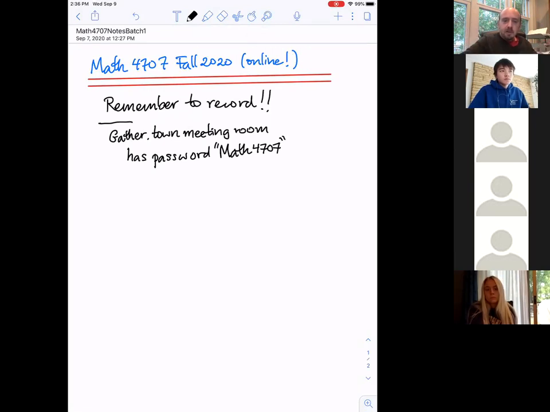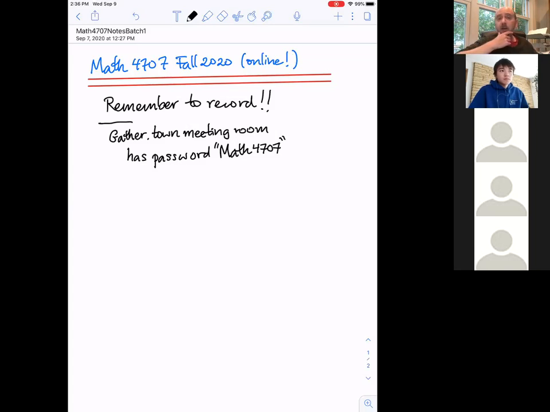Someone is asking in the chat about the GatherTown meeting link. You can find it on the syllabus. Go to my syllabus page, and somewhere where it talks about the GatherTown, you can click and you'll get the link. If somebody wants to, they could copy it into the chat. Feel free to do that, but I won't do that now.